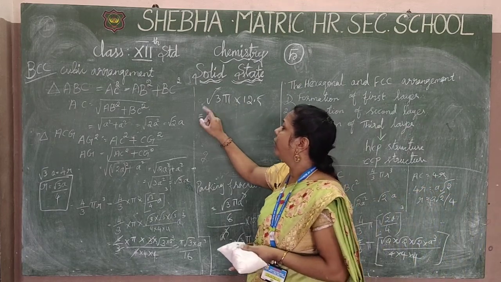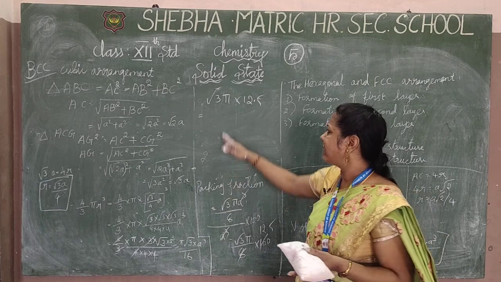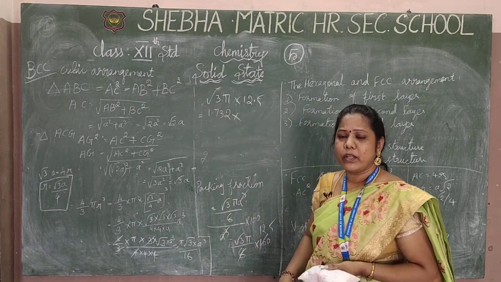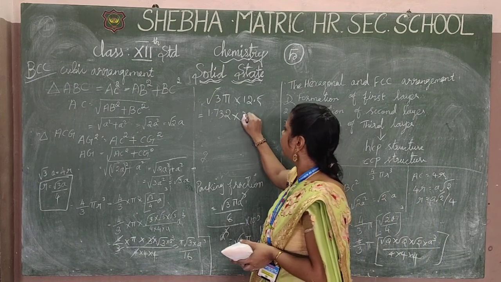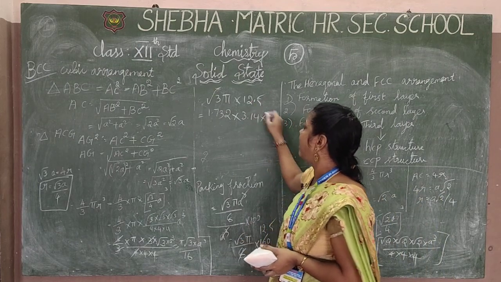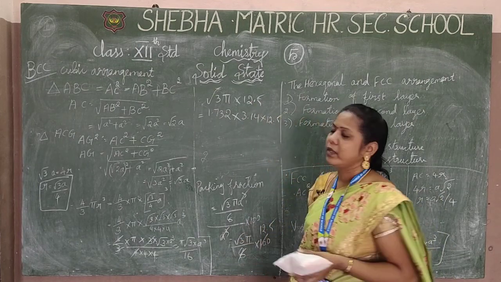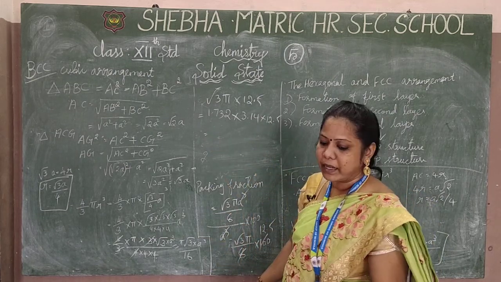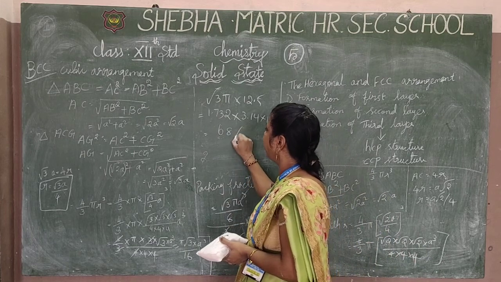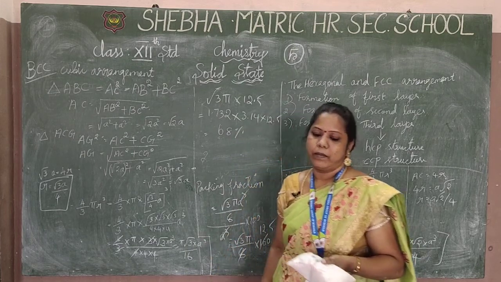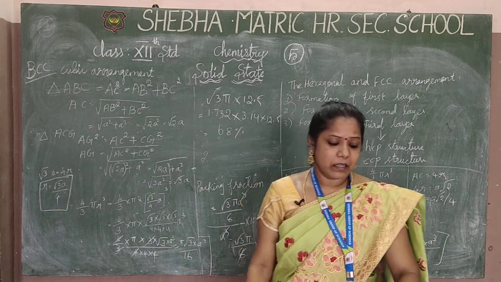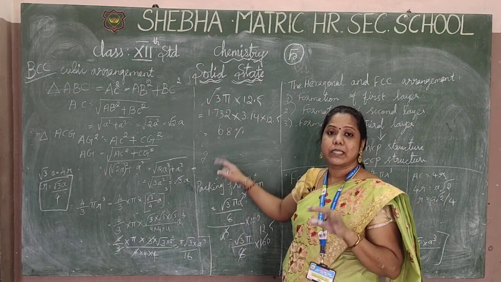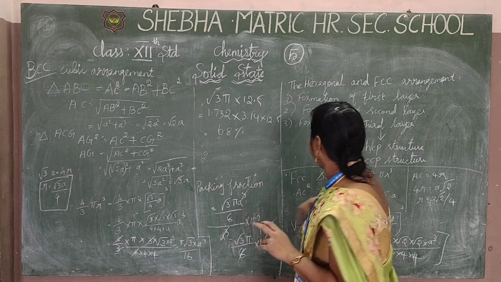Okay. So what is the root 3 value? 1.732. For pi value, I am going to write down the decimal term of pi, that is 3.14, and then the remaining 12.5. So this is the final answer. So you have to get it. How many percent is there? 68% for BCC. Okay. For SC, that is simple cubic, 52.31%. For BCC 68%. How to get it?